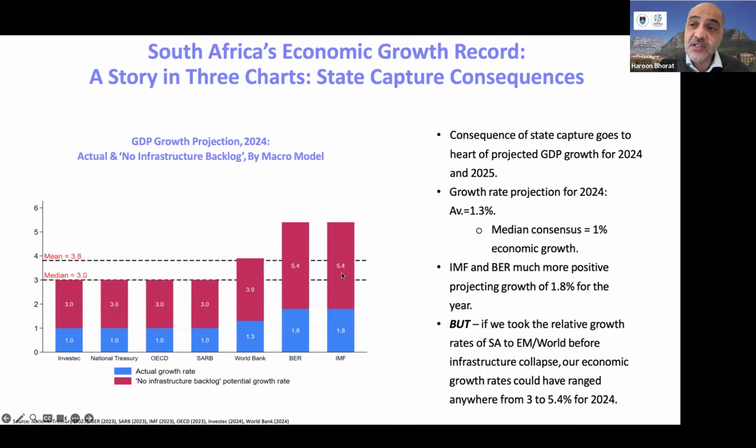That is the cost of state capture, just in one graph. Or the cost, if you like, of an infrastructure backlog. And so in many senses, that for me represents a key reflection of the cost of growth in the South African context.